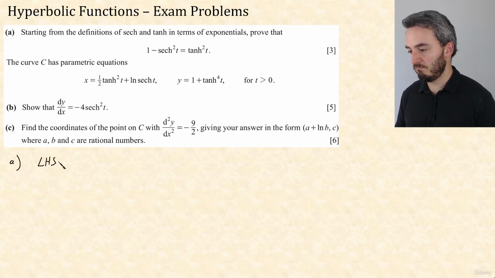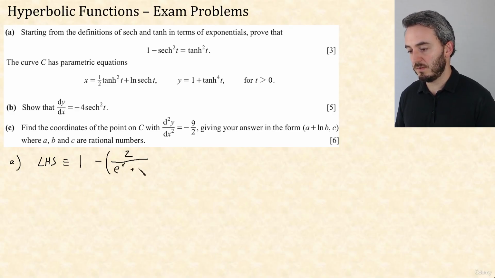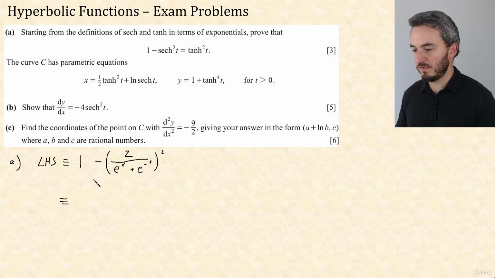Well, that left-hand side is equal to 1 minus... Now sech is the reciprocal of cosh. So it's 1 over the reciprocal of cosh t, all squared. Well, cosh of t is e to the t plus e to the minus t over 2. So it's going to be 2 over e to the t plus e to the minus t, and then all of that squared. Okay, so let's give this a common denominator. So let's have e to the t plus e to the minus t squared as our common denominator.